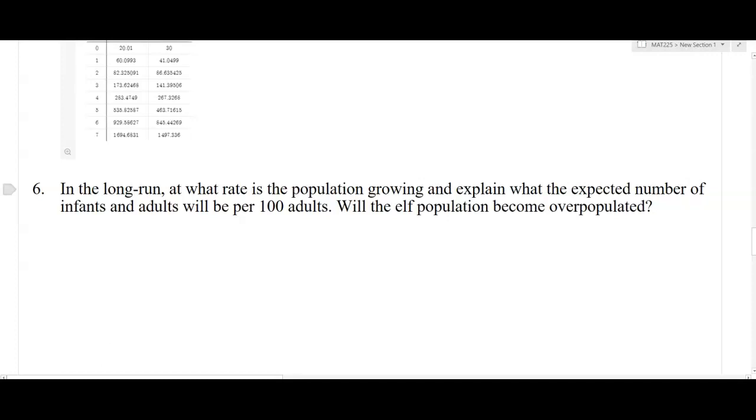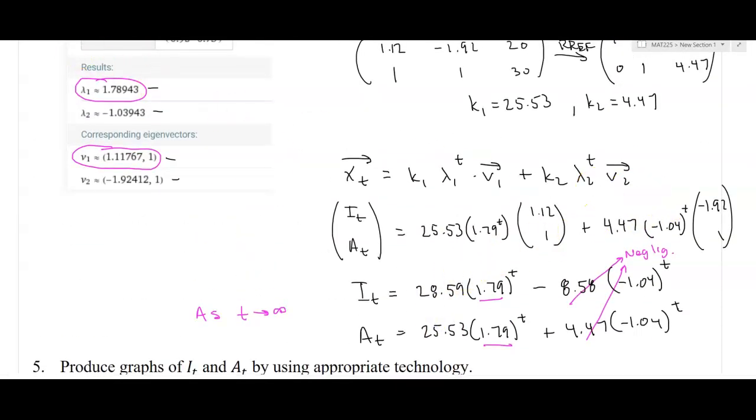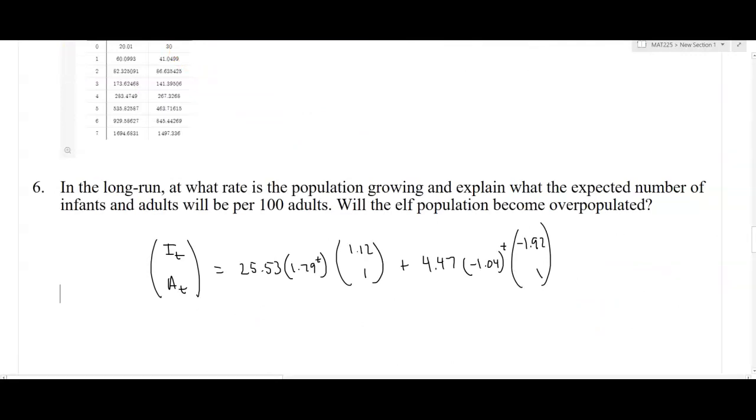We've said that as t approaches infinity, this vector equation that we wrote up here, we're making the argument that the second set of terms is essentially negligible, because that's going to revolve around taking a smaller base to a large power, and comparatively, this term right here is going to be dominant. And so this is going to be negligible. And so this means that as t becomes really large, the ratio of infants to adults will be 1.12 to 1, which is our eigenvector of our dominant eigenvalue. And each time you increase t by 1, you'll just get one more factor of 1.79.